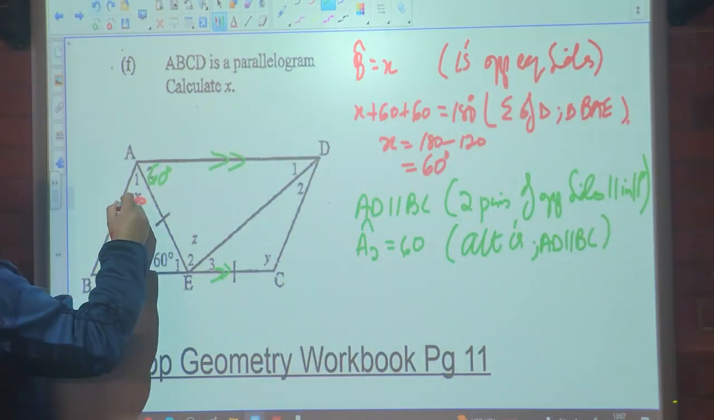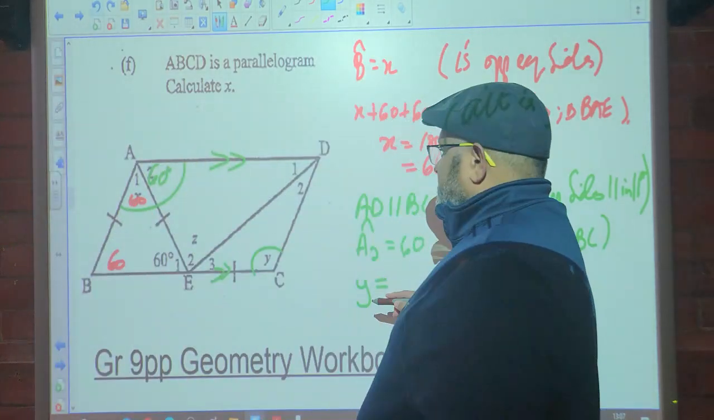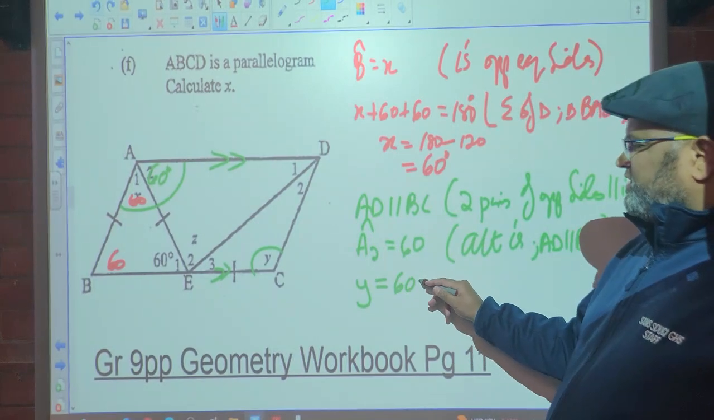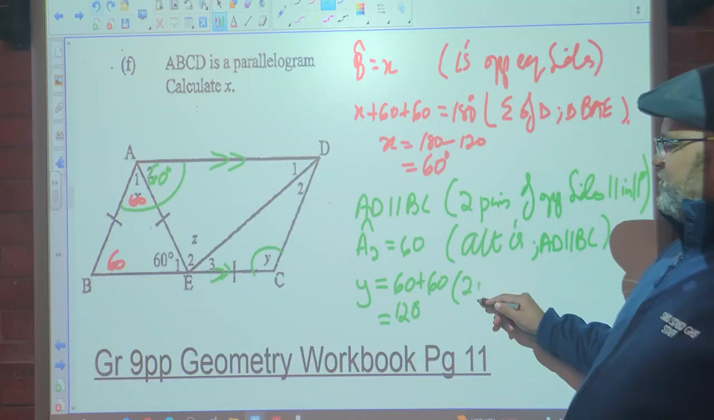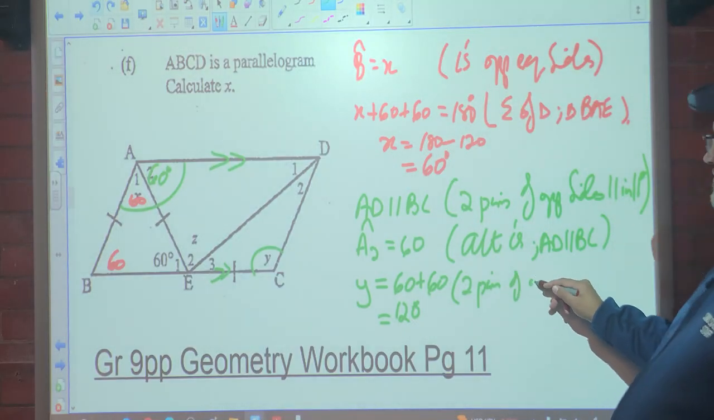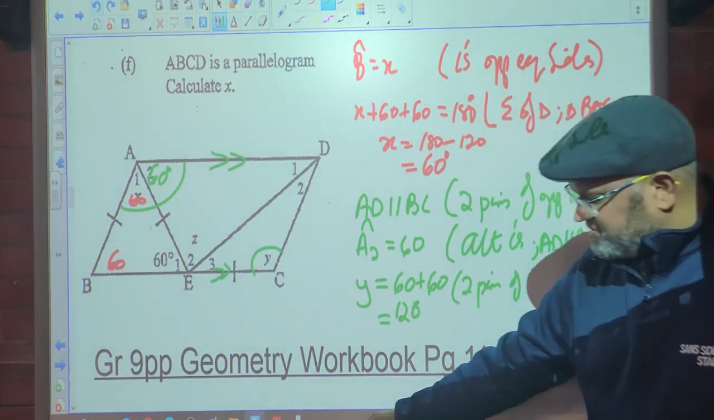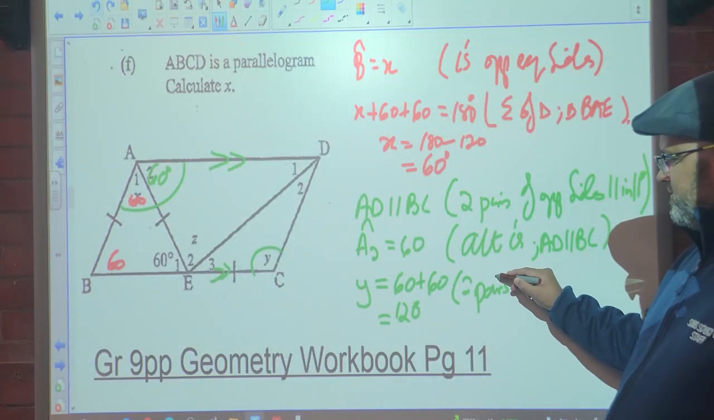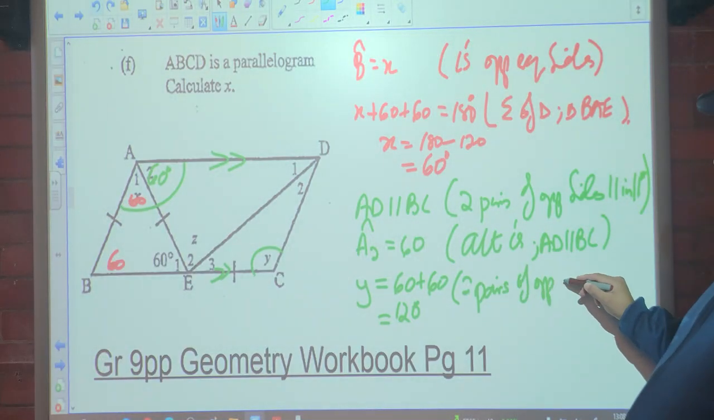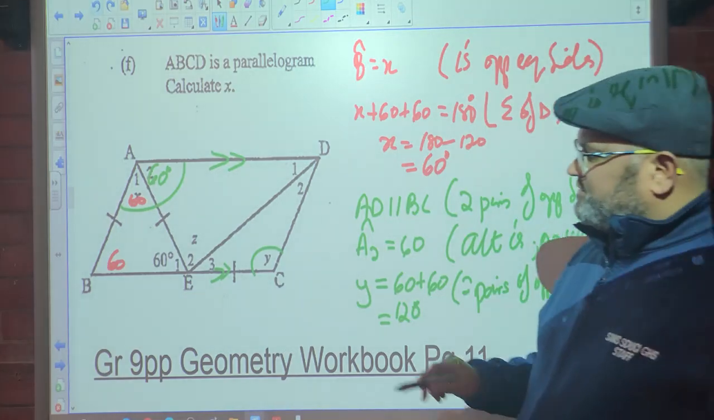And now we know that this angle here is equal to that whole angle there. So y is equal to 60 plus 60, or we could have just written 120. Why? Two pairs of opposite angles, not sides. Two pairs of opposite angles equal in a parallelogram. Okay? So that's now 120.